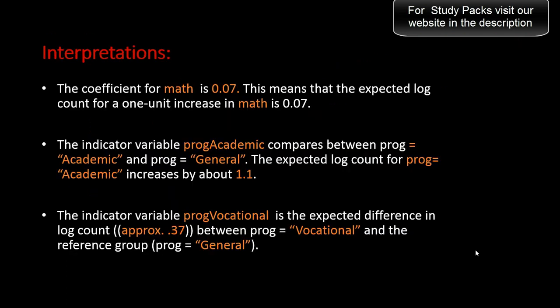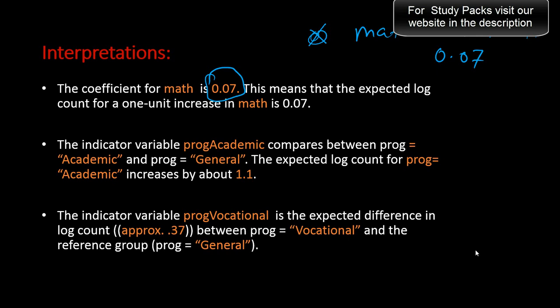So how do we interpret it? The coefficient of math is 0.07. What does it mean? In a typical multiple linear regression, we would have said that if the score on maths is increased by 1 unit, the corresponding increase in the dependent variable will be 0.07. But that's not the case here. How do we interpret this?